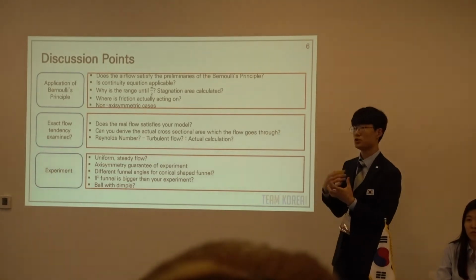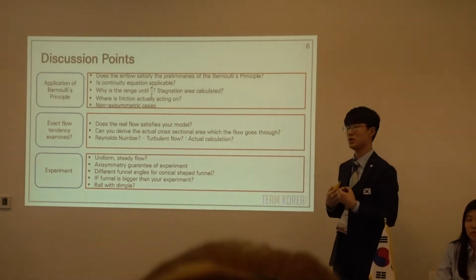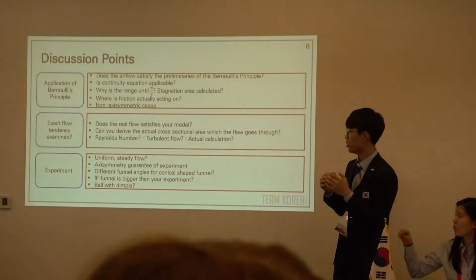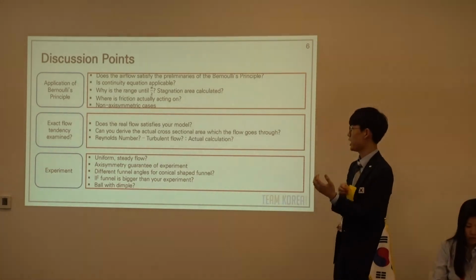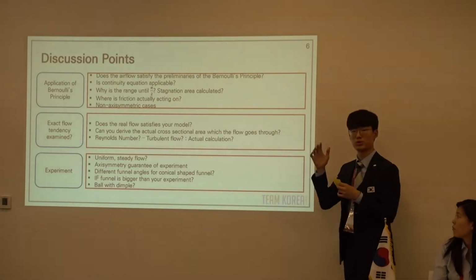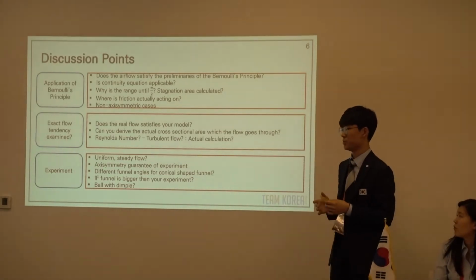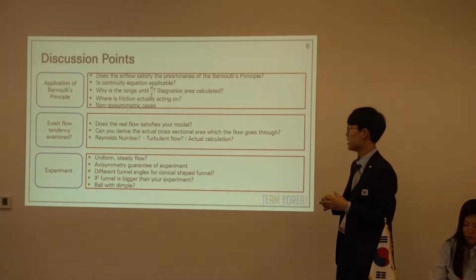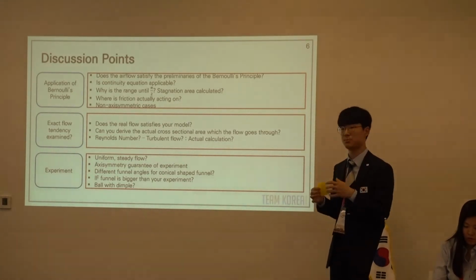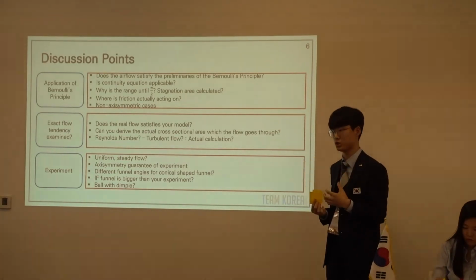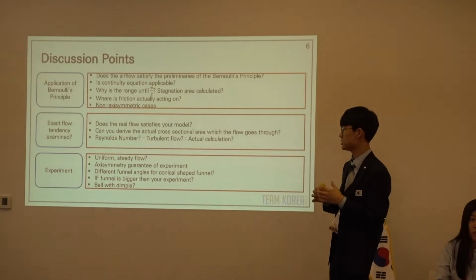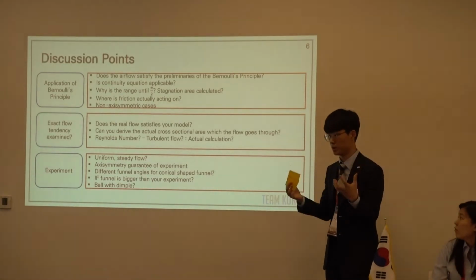And next, I'd like to discuss more about the exact flow tendency. So I want to ask whether the real flow satisfies their model and whether they can derive the actual cross-section area where the flow goes through. And next, for the experiment, we would like to know whether they could actually produce a uniform static flow. And next, the axisymmetry guarantee of the experiment, since they were only looking at axisymmetrical situations. And also, I would like to discuss the situations when the funnel is bigger than in their experiment.